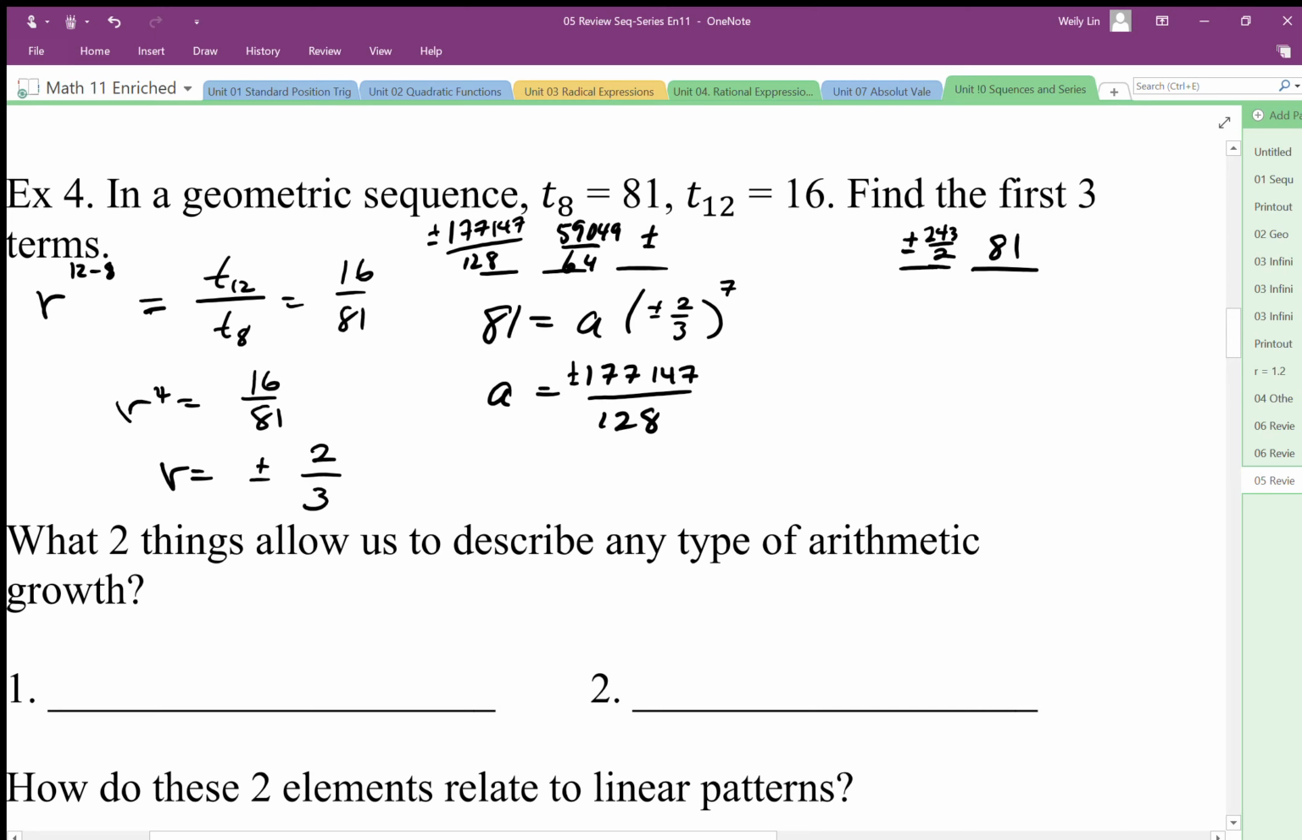And then the third term will be plus or minus, I'm just going to stretch that out a bit. I'm going to multiply by 2 and divide by 3, and that gives me 19,683 over 32. Okay, so those are the first 3 terms of that sequence.